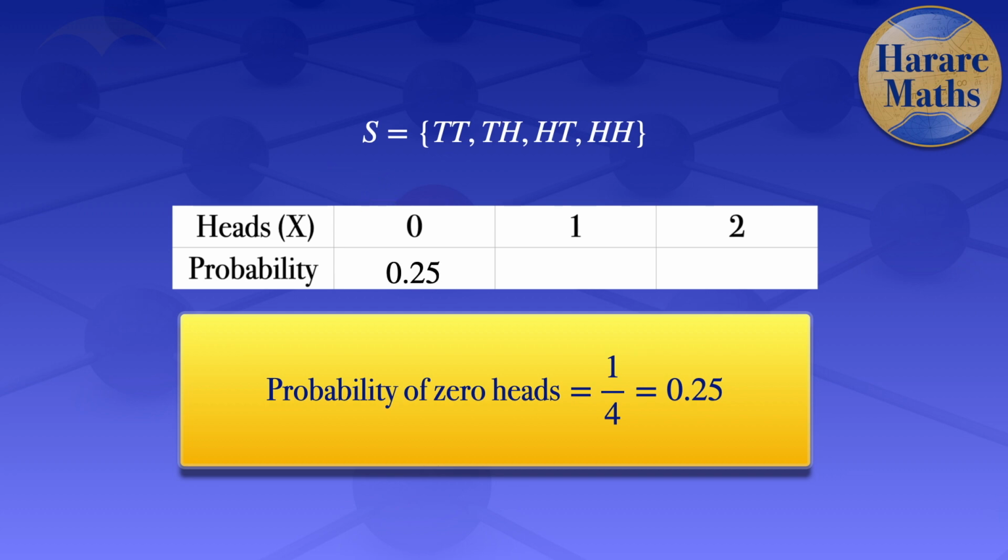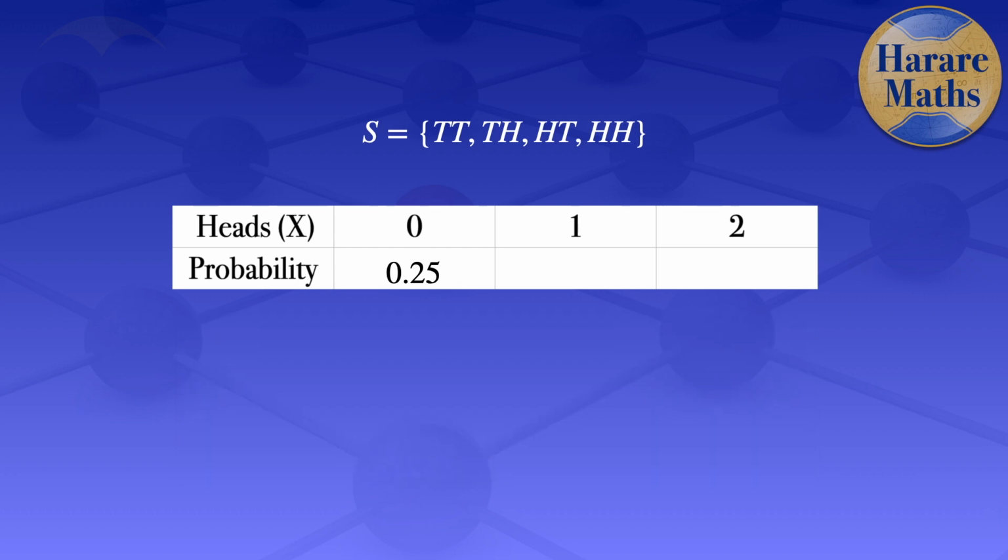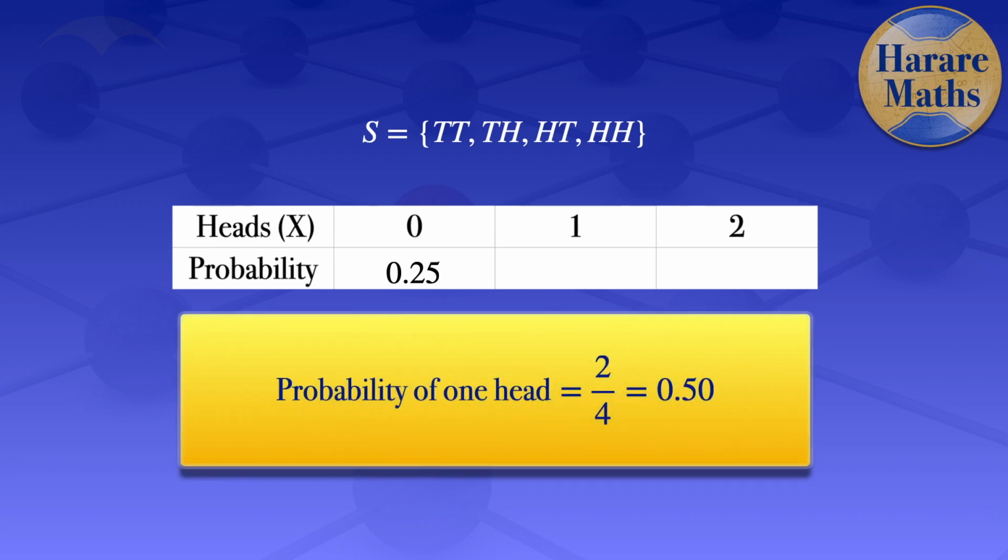We now go on to the probability of 1 head. For 1 head, we have 2 of them: tail, head or head, tail, because we have 1 head in each case. So the probability will be 2 out of the 4, so 2 over 4, which gives us 0.5. I'll write it in the table there, so we have 0.5 as the probability.